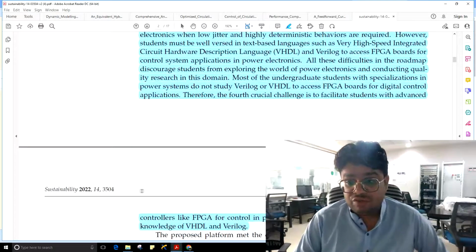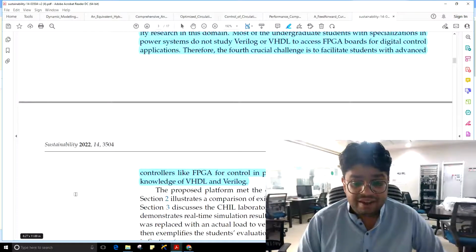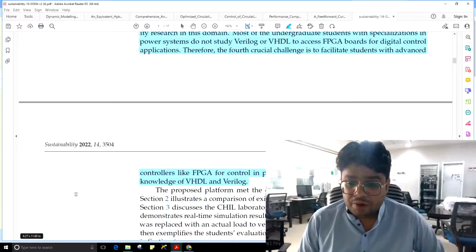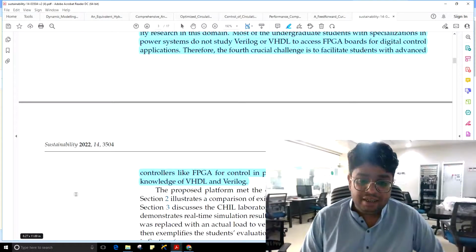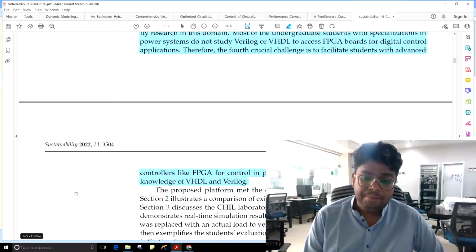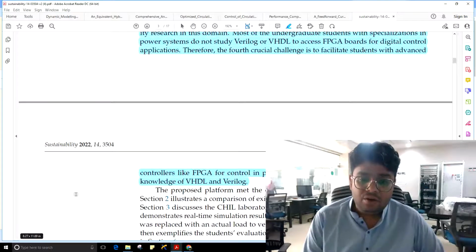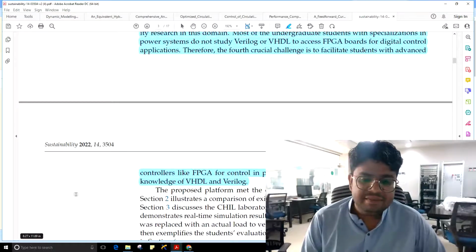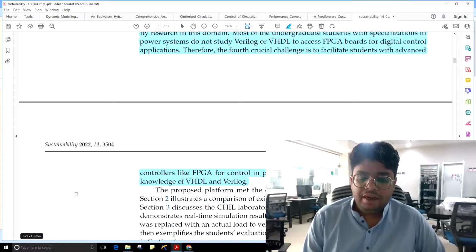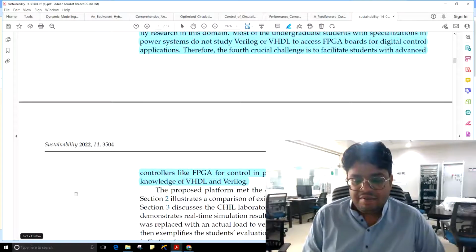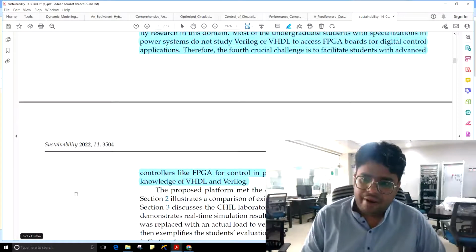Therefore, the fourth challenge is to facilitate students with advanced controls like FPGA for control and power electronics applications without any prior knowledge of VHDL and Verilog, and this challenge is also overcome using the hardware-in-the-loop setup, which provides a high-level language for FPGA, LabVIEW FPGA. So using LabVIEW, they can access the FPGA without knowing anything about VHDL or Verilog. So this is another advantage of the HIL setup.